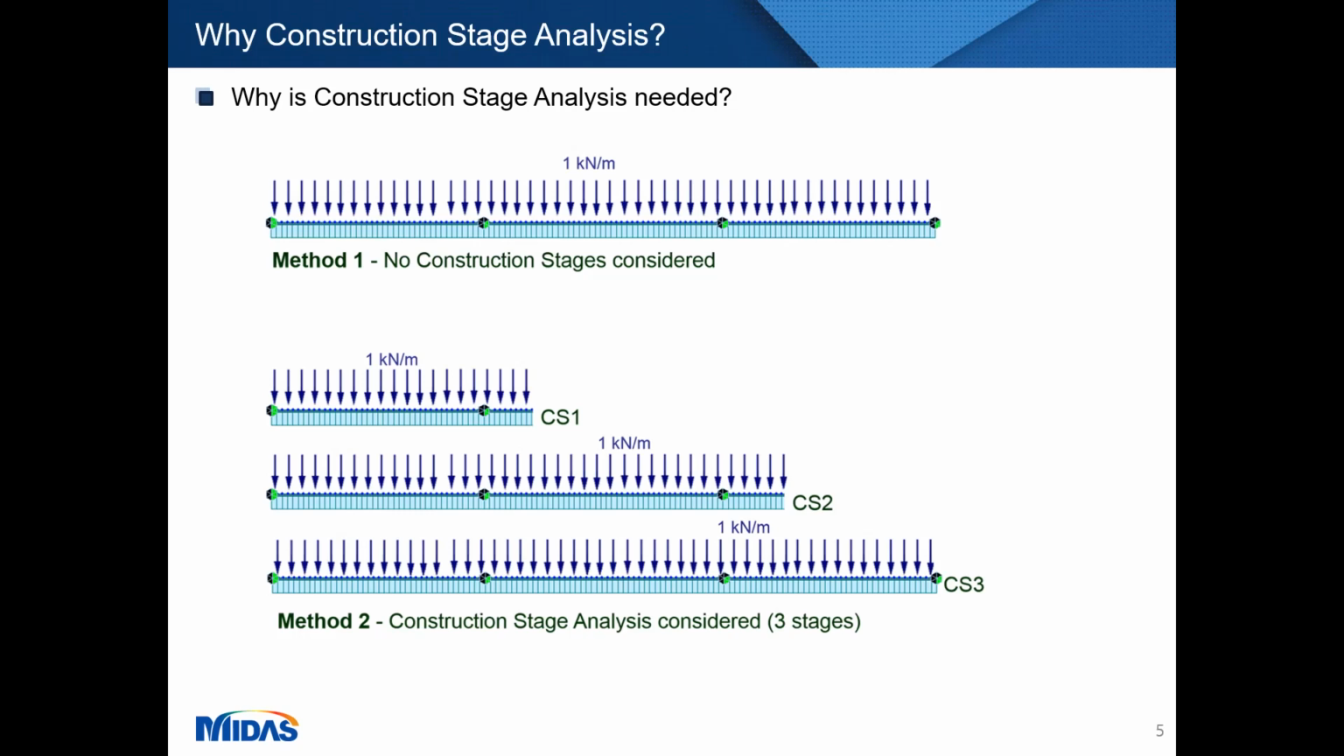So in the first method or model, we didn't consider any construction stage analysis. The whole three-span continuous bridge, the loading was applied and then moments were found out. However, in method 2, the actual construction sequence of the bridge was modeled. So in the first stage, the first span was launched, then the second span was activated, and in stage 3 the third span was activated. Now let's see how the results were for both the methods.